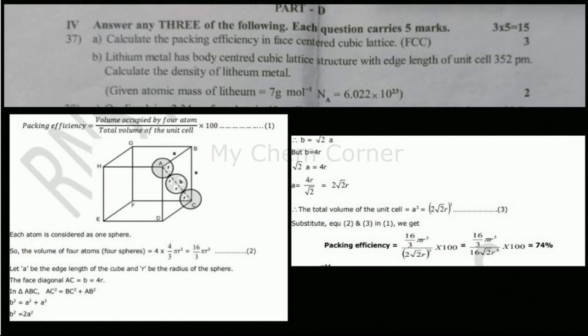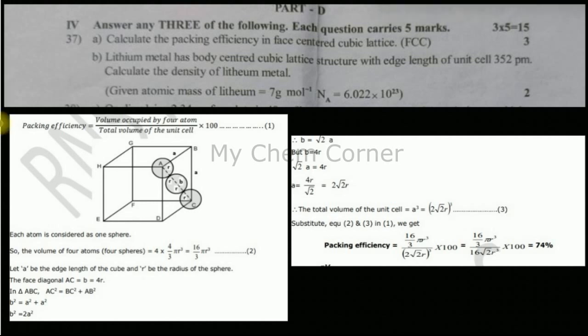So here 37th question is from the chapter solid state. A part, which is calculate the packing efficiency in a face-centered cubic lattice. So this 37A part could be any one packing efficiency question asking you to derive the entire packing efficiency. So here what you will have to do for the A part is the entire derivation of packing efficiency, starting from writing the formula of packing efficiency.